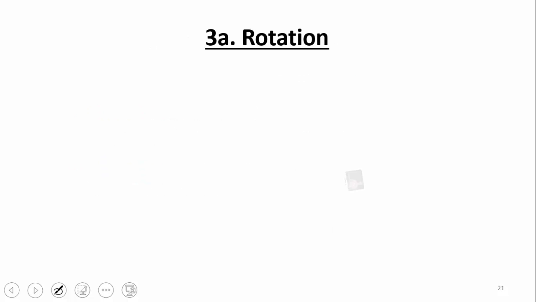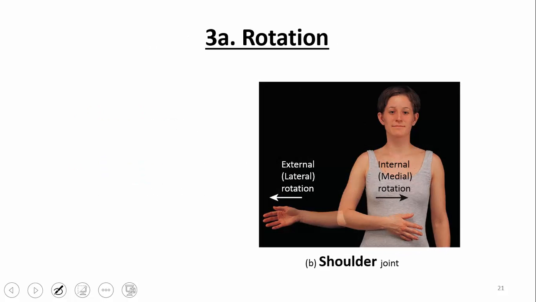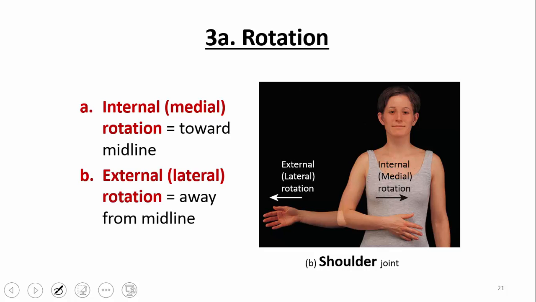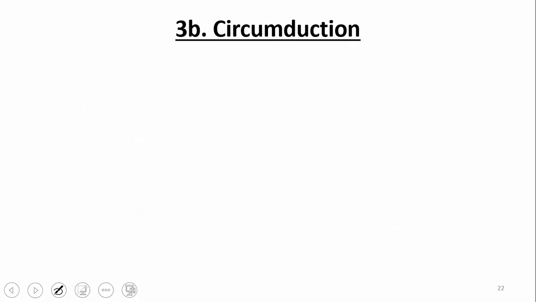There's also something called rotation, right? And rotation looks something like this. So if you keep your arm to your side and you pivot at the elbow, you can see if you're bringing your hand towards your midline, that's something called an internal rotation. If you're bringing it away from your midline, it's called an external rotation.